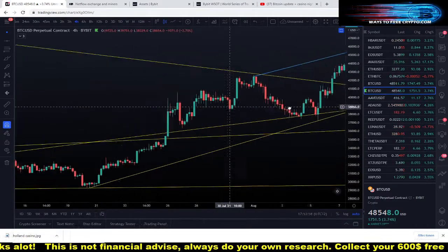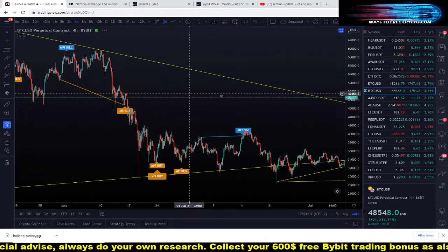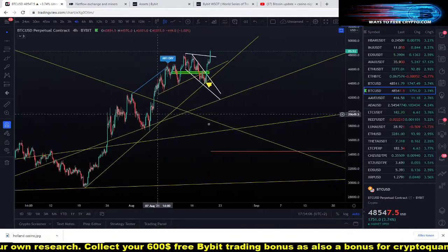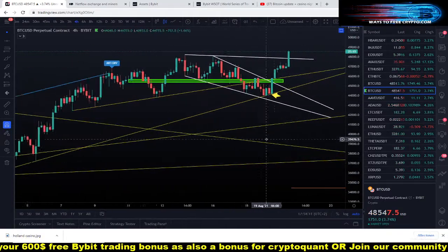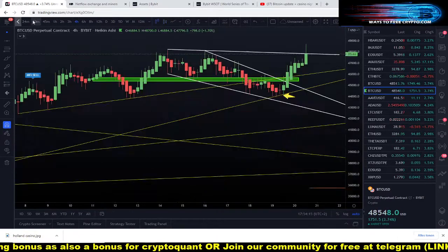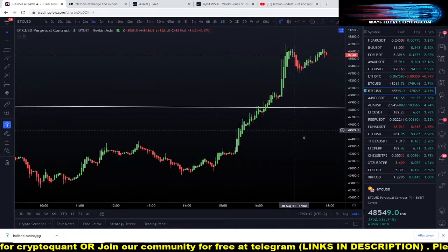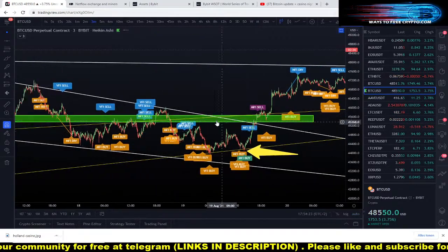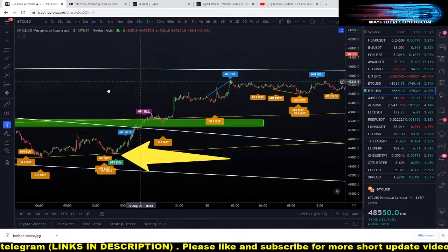Here, resistance. You short that one. Resistance. You short that one. So I hope that it is clear. Here we found support. So I'm going to the 3-minute time frame. So now this is very zoomed in, and here you can see a buy signal, a green buy signal.